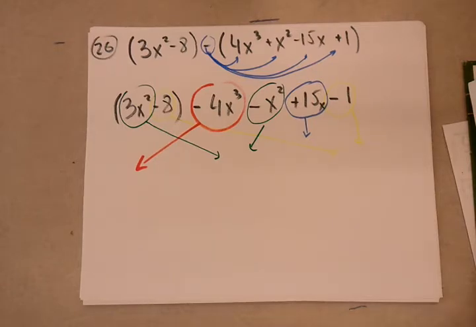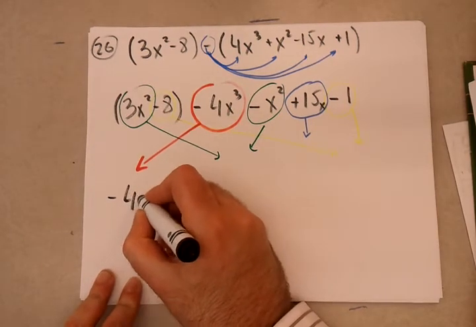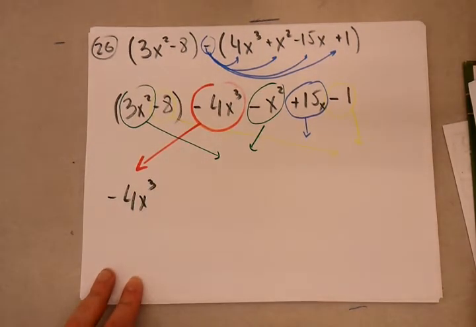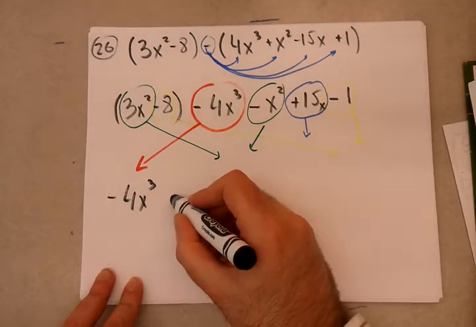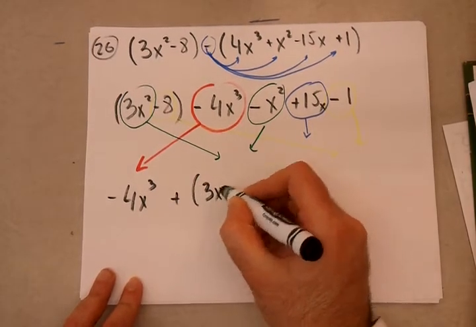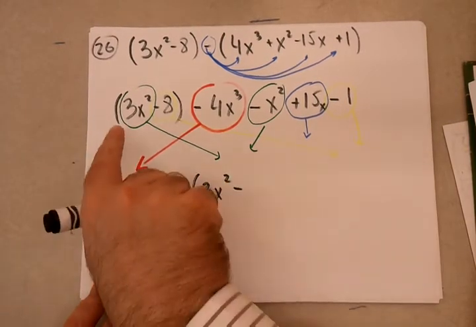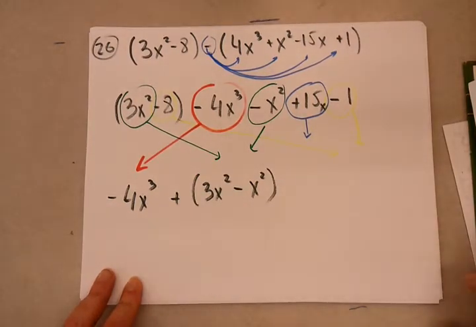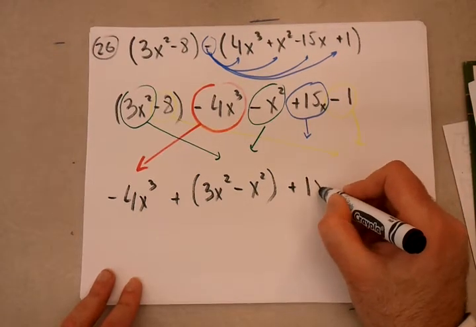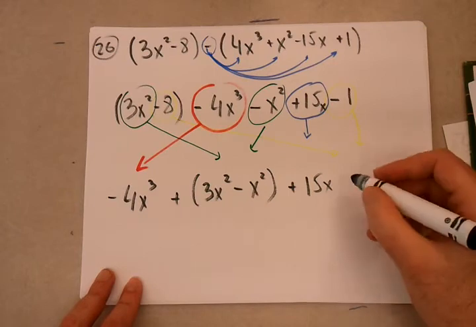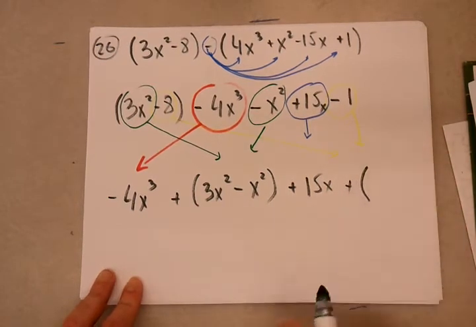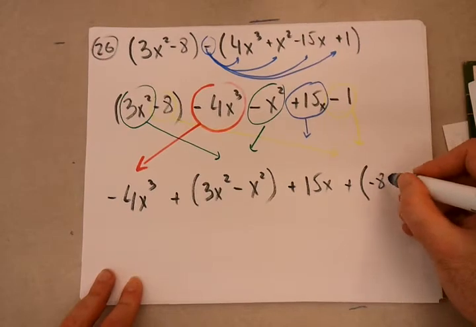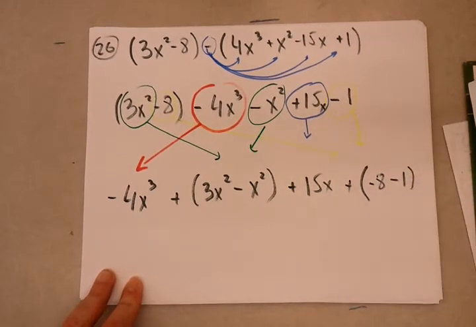Alright, once all that is said and done, I'm going to do my pairings. So my lonely third degree monomial with no counterpart just goes here by itself. Then we have my second degree monomials, so 3x squared minus x squared. For the first degree, I had just the loner, the 15x, no counterpart here. And lastly, for my 0 degrees, I had a negative 8 minus 1. Okay, terrific.